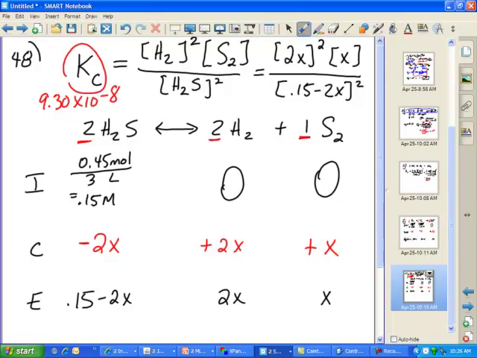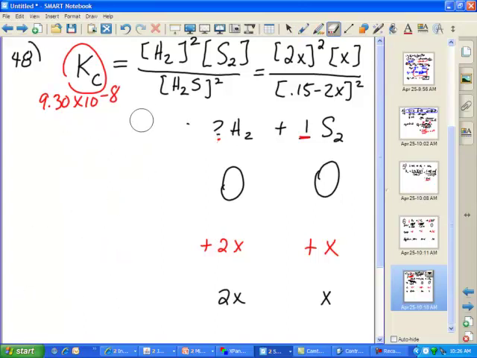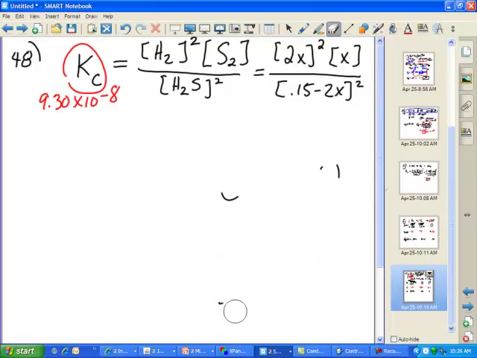Okay, now what I'm going to do is I'm going to erase this. Wait a minute. Is anybody copying this? I'm going to erase this. For a minute, just to show you what's the next step. So the next step is 9.30 times 10 to the negative 8 equals, I'm just simplifying, so I have 2x squared is 4x squared, so this is 4x squared times another x, so that's 4x cubed.